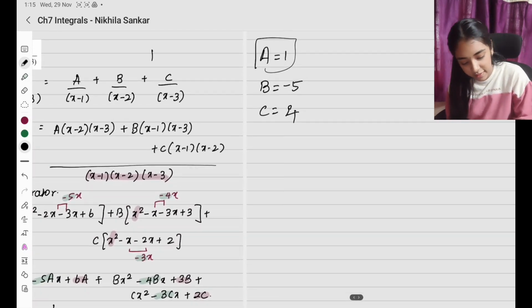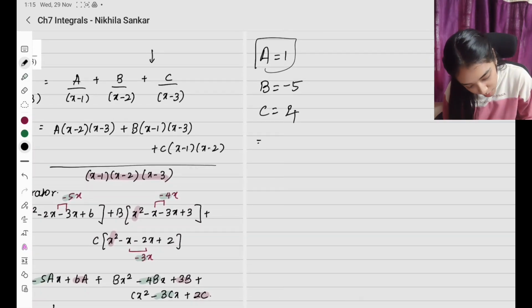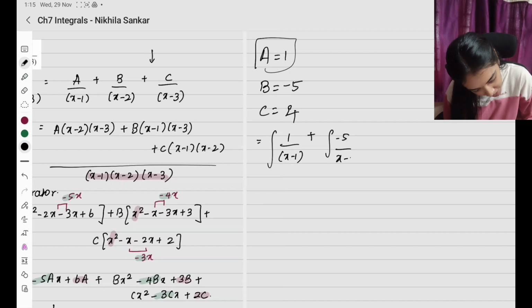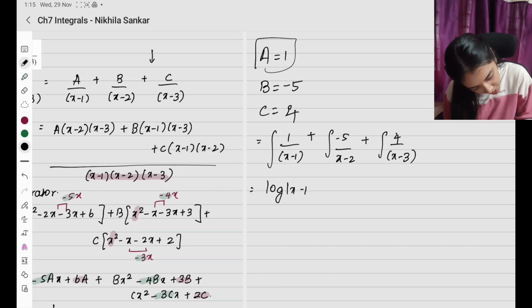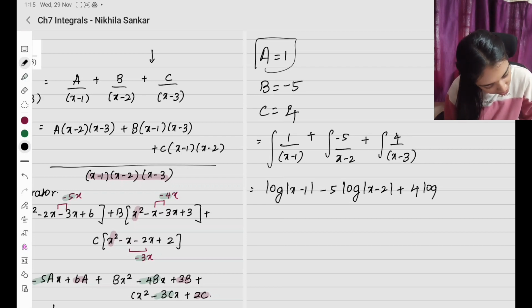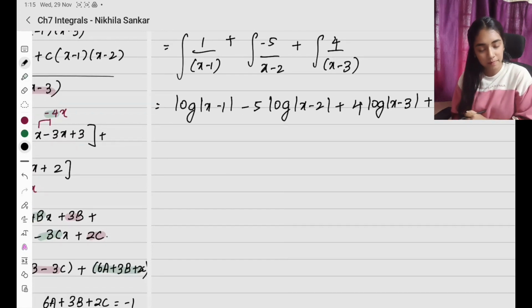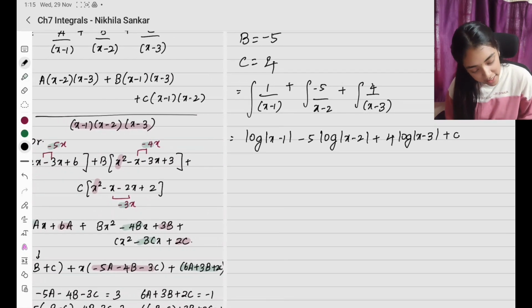So after finding the values, I have to substitute them in the integral. So in the integral, I have integral of 1 divided by x minus 1 plus minus 5 divided by x minus 2 plus 4 divided by x minus 3. So I have log mod x minus 1, minus 5 is a constant, log mod x minus 2, plus 4 is a constant, log mod x minus 3, plus c. Understood?